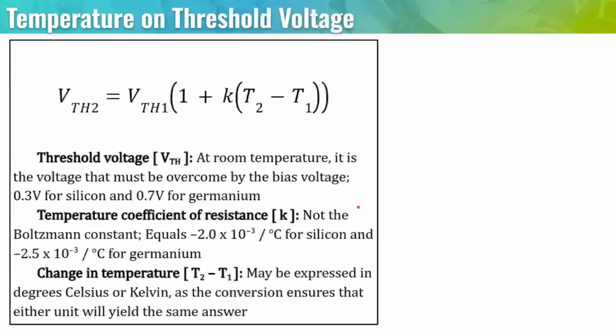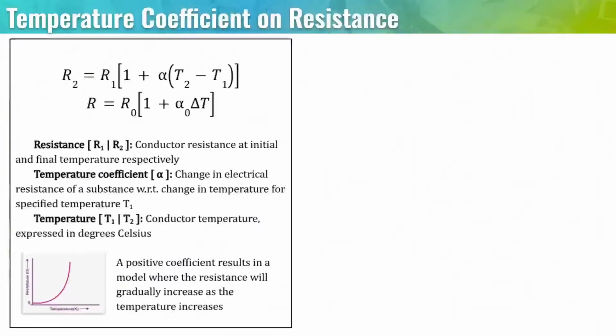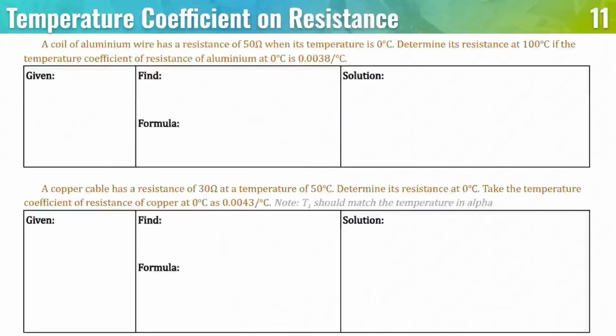So again, these are the three formulas we will be using for the following examples. Some of these are from graded recitation, and others are from the practice exercises in the book. So a coil of aluminum wire has a resistance of 50 ohms when its temperature is 0 degrees Celsius. Determine its resistance at 100 degrees Celsius if the temperature coefficient of resistance of aluminum at 0 degrees Celsius is 0.0038 per degree Celsius. So the first thing you should always look at here is the temperature.